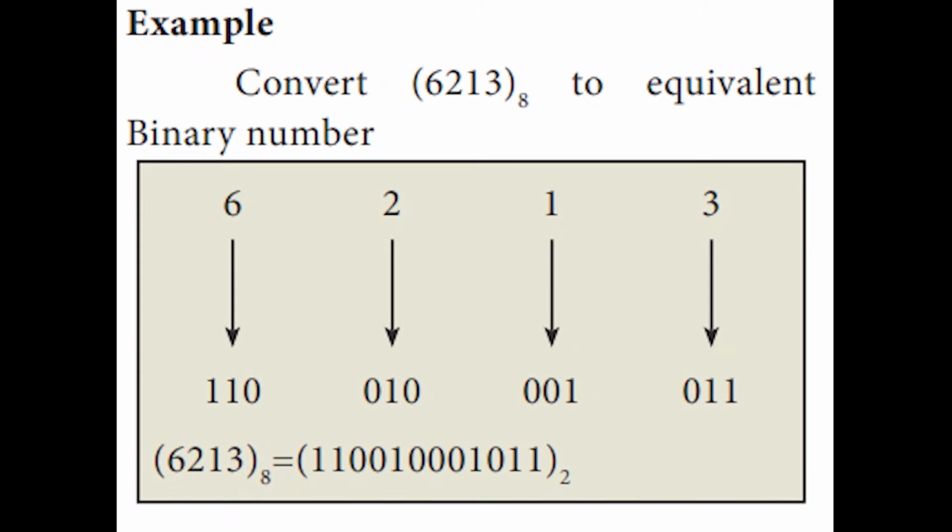In your book, they have given 6213. 6 means the binary value is 110. 2 is 010. 1 is 001. 3 is 011. Last you can add all this and write all together: 110, 010, 001, 011. So that is the binary value for this octal number.